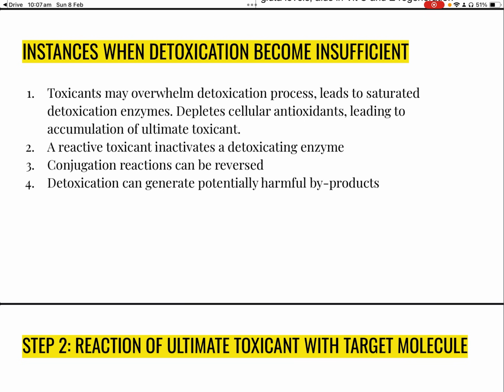Next is a reactive toxicant inactivates a detoxicating enzyme. A detoxicating enzyme helps in the detoxification process. So if there is a toxicant, it will interact with the enzyme, causing its effect to be lost or no effect at all. And then conjugation reactions can be reversed. And the last one, detoxification can generate potentially harmful byproducts.